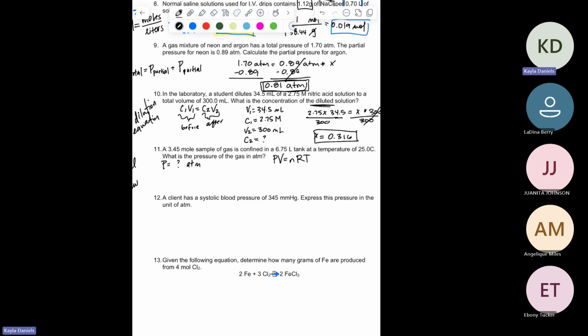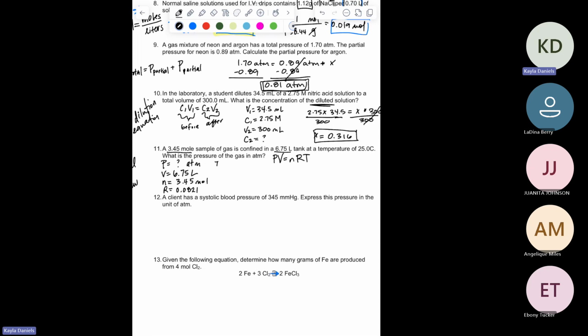V is volume, 6.75 liters. So I'm getting that from here. N is the number of moles. So again, I'm getting this from the problem, 3.45 moles. R is that constant that you're given on the formula sheet. I'm running out of room.